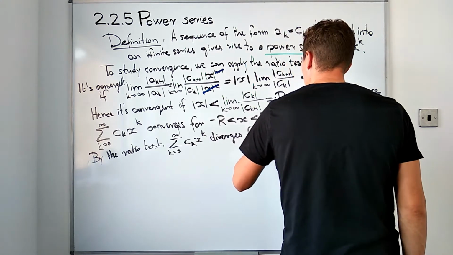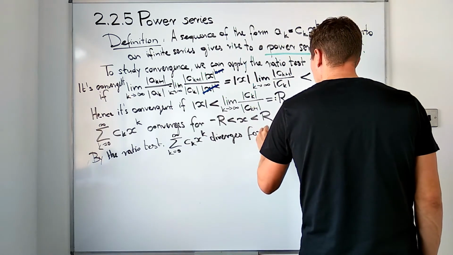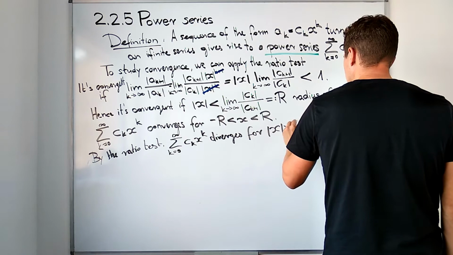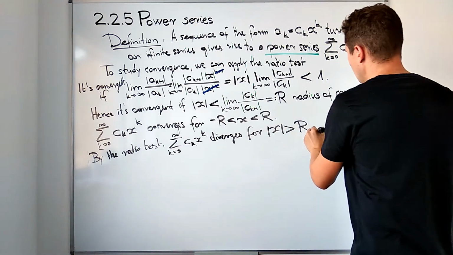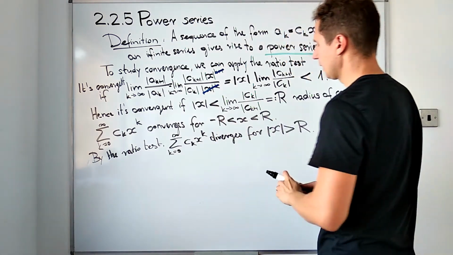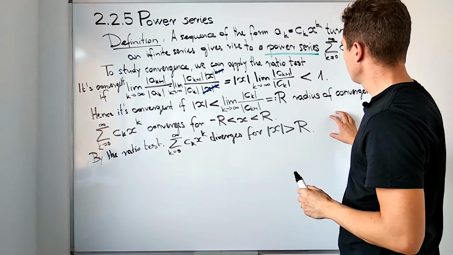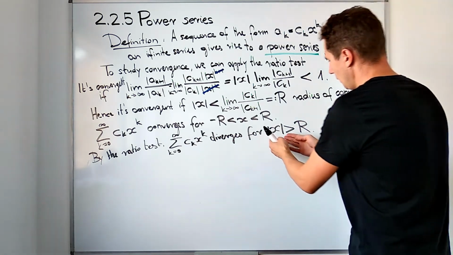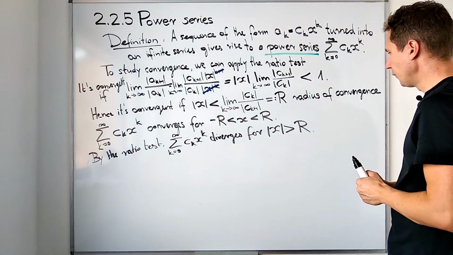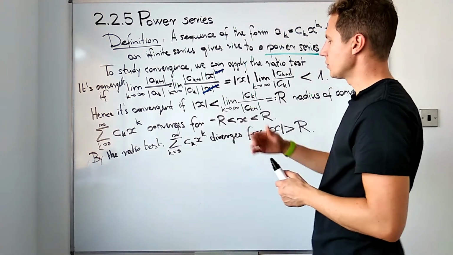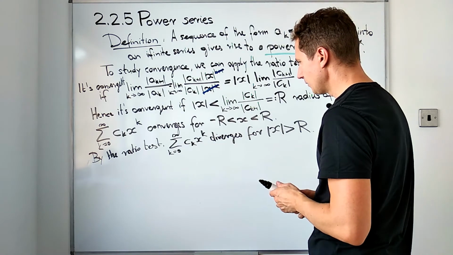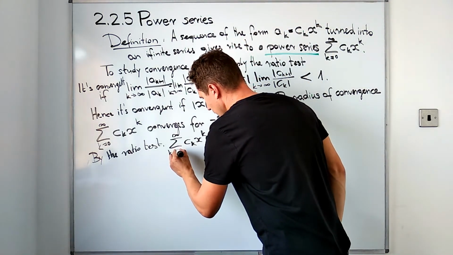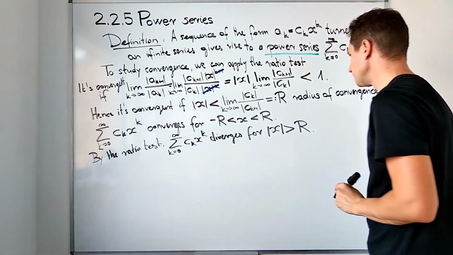for values of x that are outside of this interval of negative r to r. So outside of the radius, or having a bigger absolute value of x than the radius of convergence, will give us a divergent power series. So then the power series does not converge to anything.